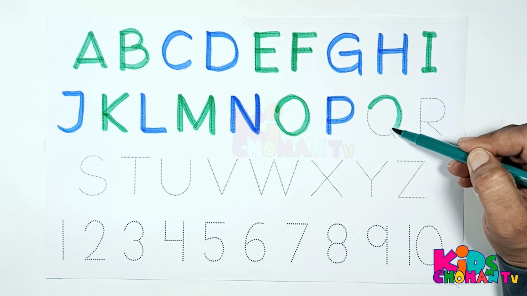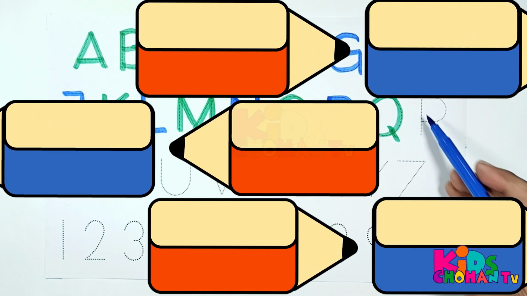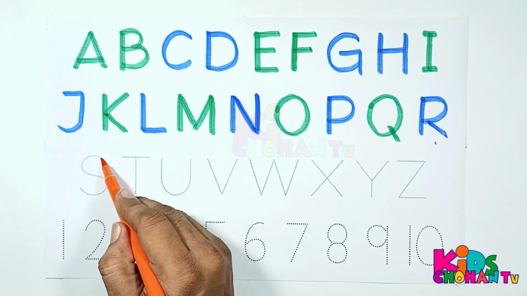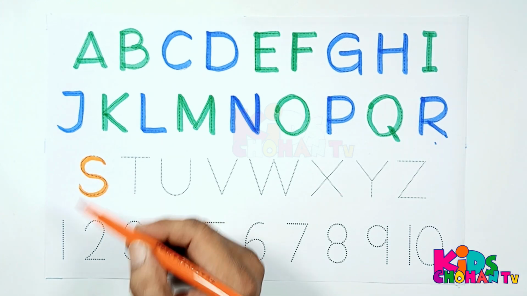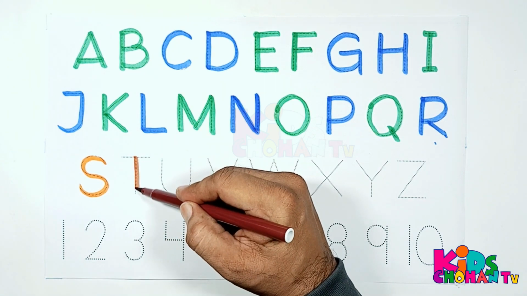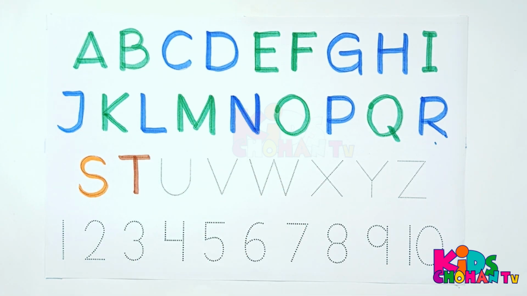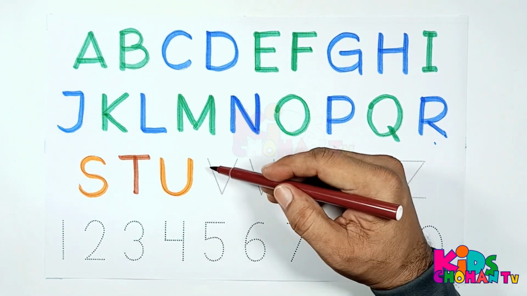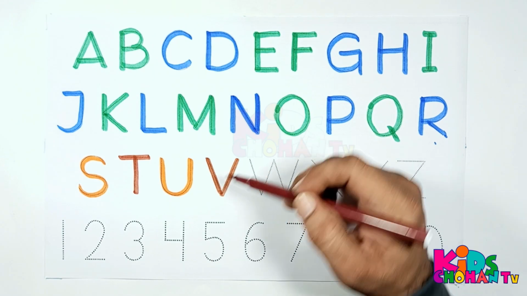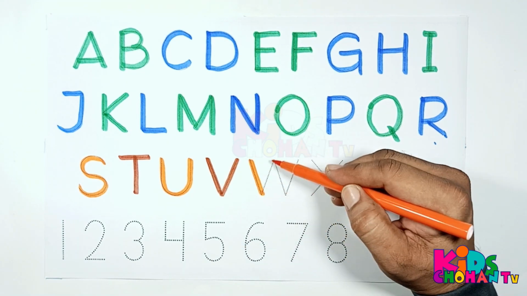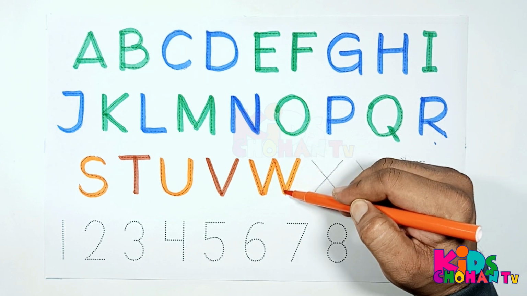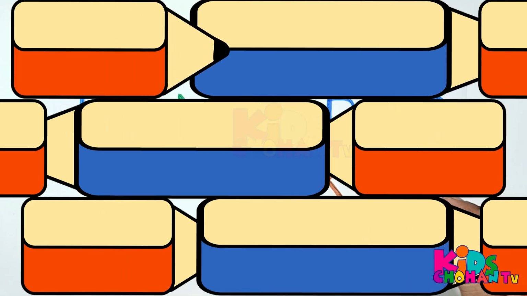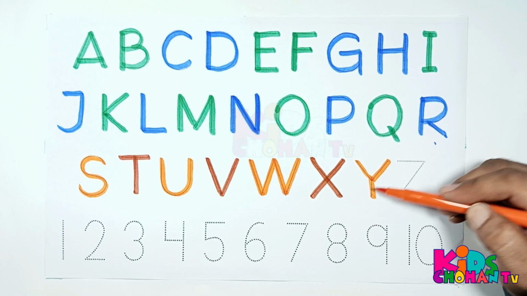Q. Q for queen. R. R for rose. S. S for sun. T. T for tiger. U. U for umbrella. V. V for van. W. W for well. X. X for xylophone. Y. Y for yo-yo.